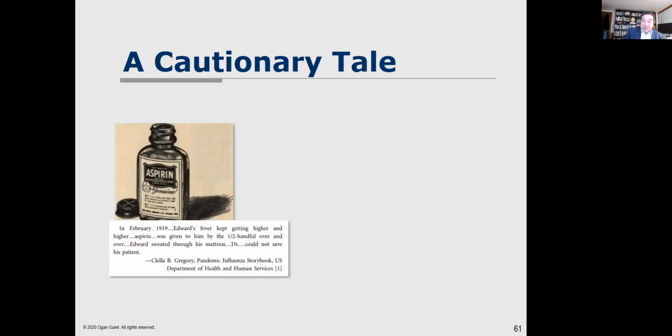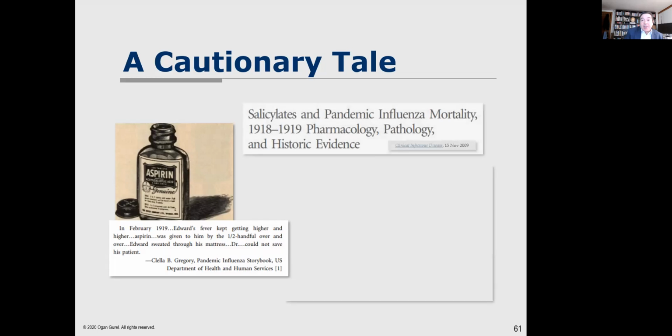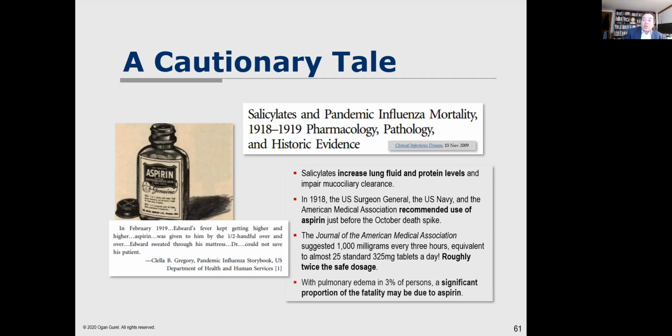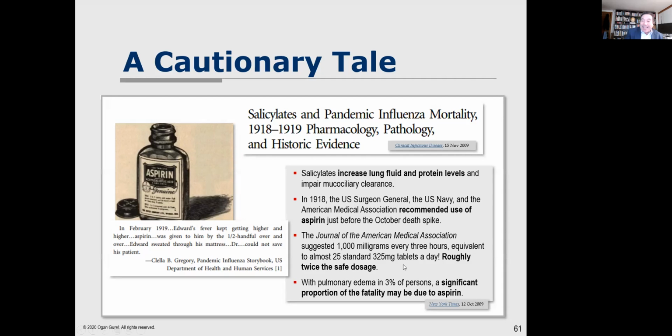One thing about antivirals and medicines, a cautionary tale: the Spanish flu killed many millions of people. And some people believe that it might have actually been aspirin. Not the only culprit, of course, but aspirin had just come out. It was like a miracle drug, and they were using huge doses, 25 pills a day, roughly twice the safe dosage. And that might have actually contributed to some of the deaths. Not all of them, but I think it's quite clear from statistics, given what was happening, that it was not always benign. So that's a cautionary tale.